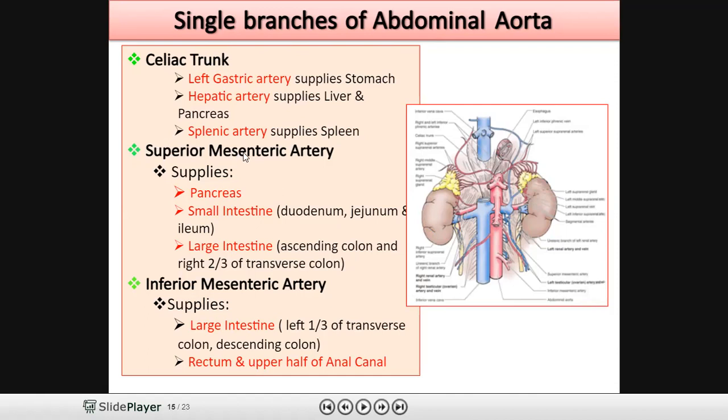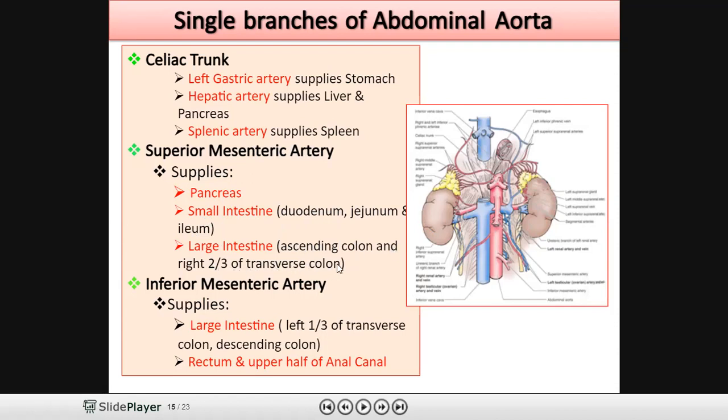The second main single branch of the abdominal aorta is called the superior mesenteric artery. This goes to supply your small intestine and your large intestine. So it supplies the pancreas, the small intestine, duodenum, jejunum, and ileum, and then the large intestine. But what part of the large intestine? The ascending colon and the right two-thirds of the transverse colon.